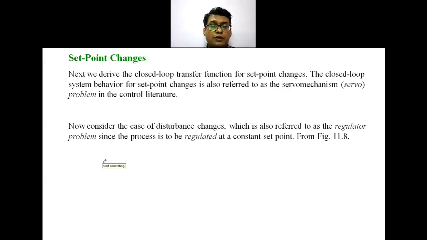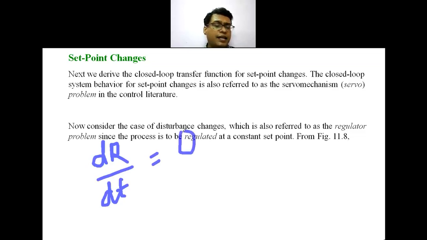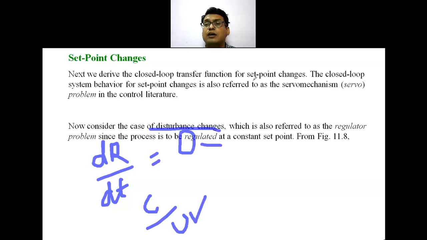That is the regulator problem, dR upon dt equal to 0, and it is talked about in terms of C upon U. That is, output is C and input is your U. This happens for a regulator problem. For a regulator problem, the change in set point is 0 and it is talked about in terms of the U, the change in the disturbance or disturbance variable.